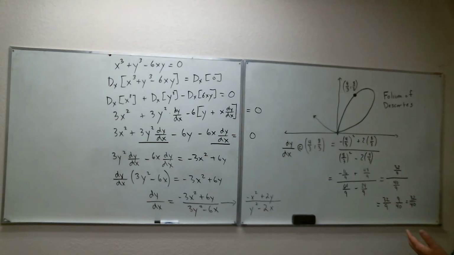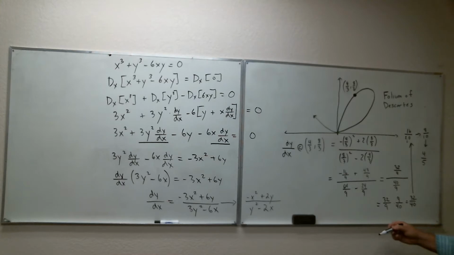Where's my brain all of a sudden? I can't think all of a sudden. All right, my brain's not working. So this is 16 over 10. Nope, over 20, which is then 8 over 10, which is then 4 over 5.